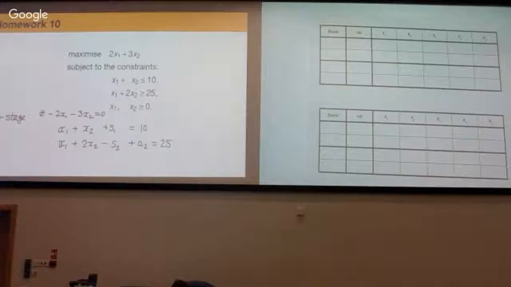Now, during the first stage, what we're doing is we're trying to minimize an objective, which I call G, which is the sum of all the artificial variables. So in this case, there's only one artificial variable. And if we add it together with nothing else, then we get A2. Okay. Does that look familiar?